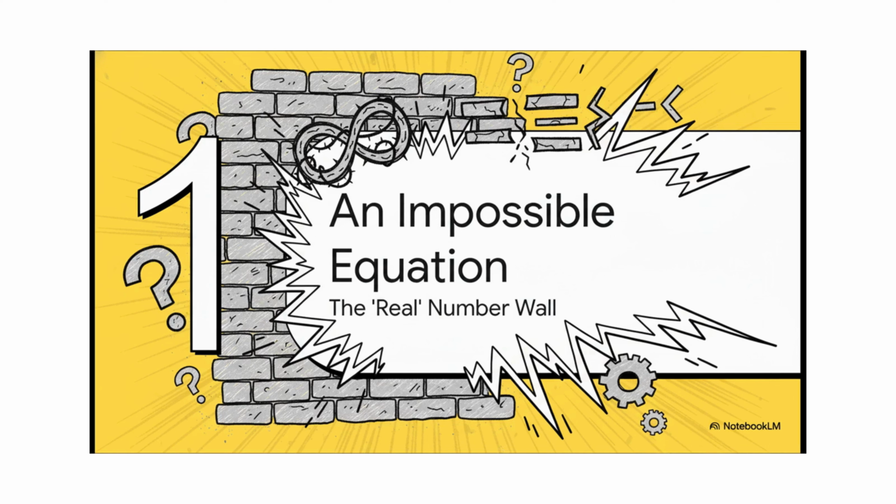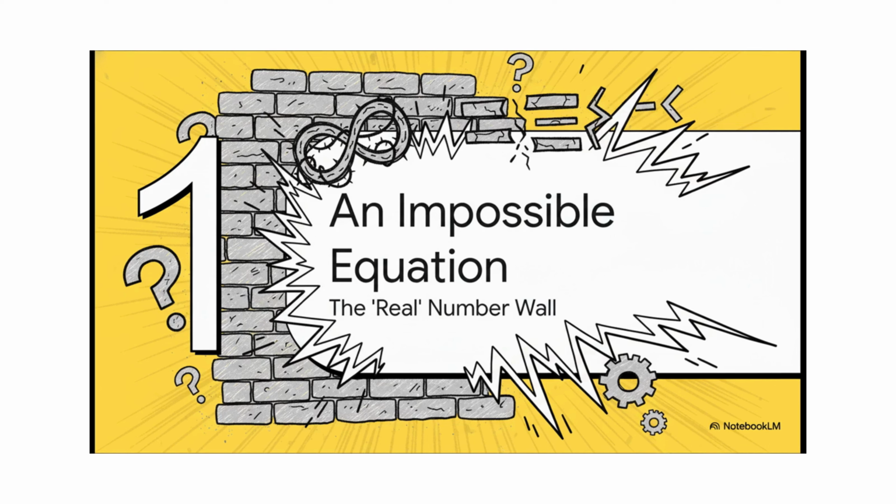All right, I want to start with a question for you. Just think about it for a second. What number, when you multiply it by itself, gives you -1? I mean, if you square a positive number, you get a positive. And if you square a negative number, you also get a positive. So where does that leave us? What is the answer?